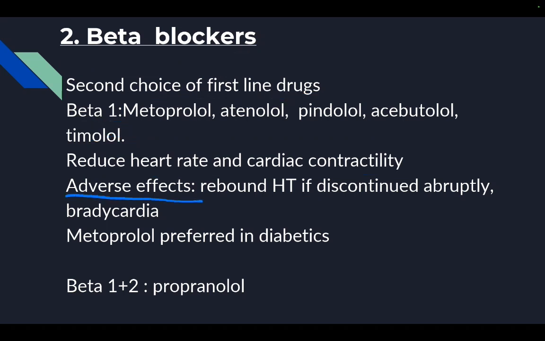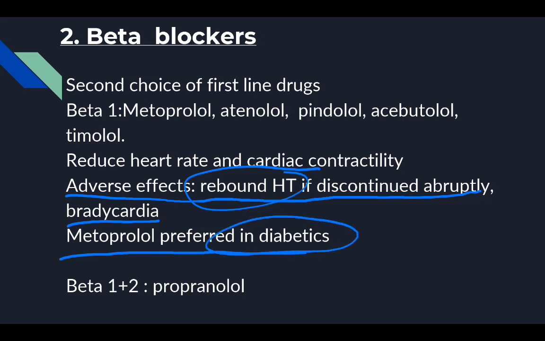Adverse effects of these drugs include rebound hypertension if discontinued abruptly, and bradycardia. Rebound hypertension occurs because when we are blocking beta 1 receptors for a long term, cardiac tissue upregulates its beta receptors. So when we discontinue the use of beta blockers, cardiac tissue is more sensitive to sympathetic innervation. And metoprolol is a preferred drug in diabetics.